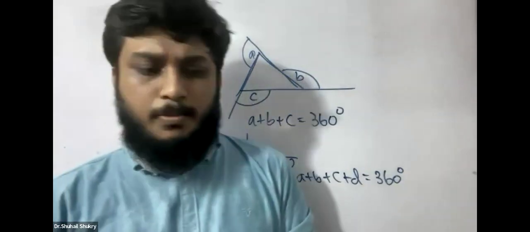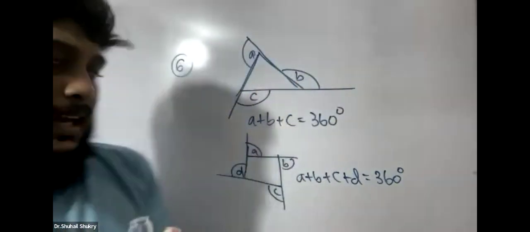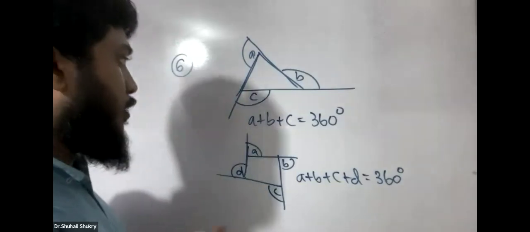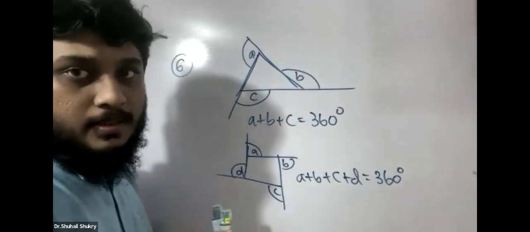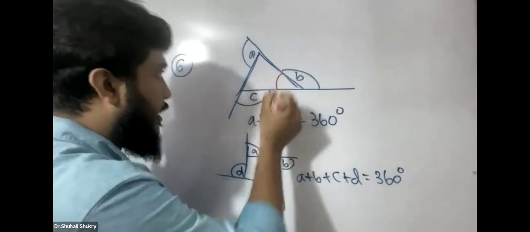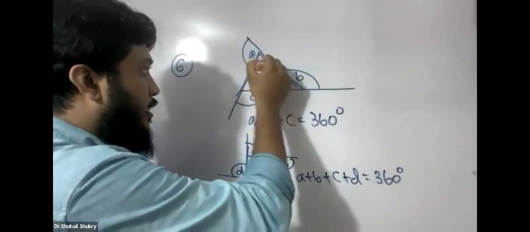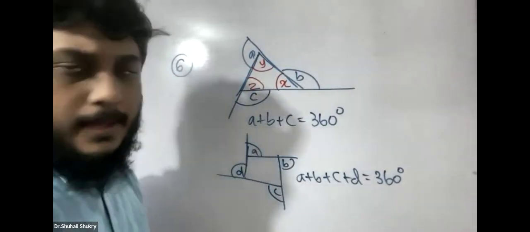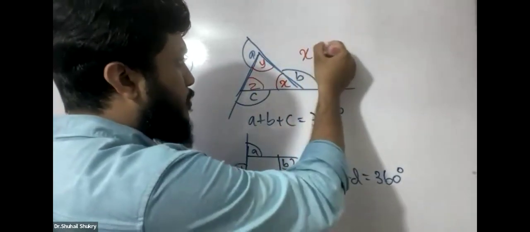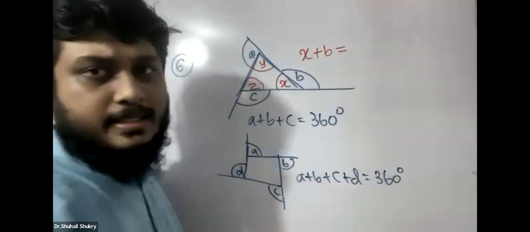So there is a connection between an exterior angle and an interior angle. For example, B is the exterior angle. I'll put the interior angles as X, here Y, here Z. Can you tell me the connection between X and B? If I write X plus B, what is the answer?